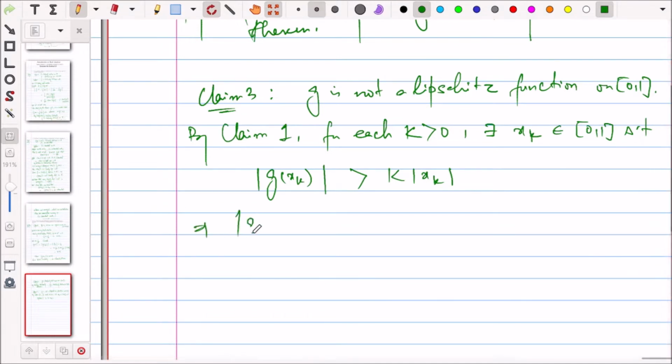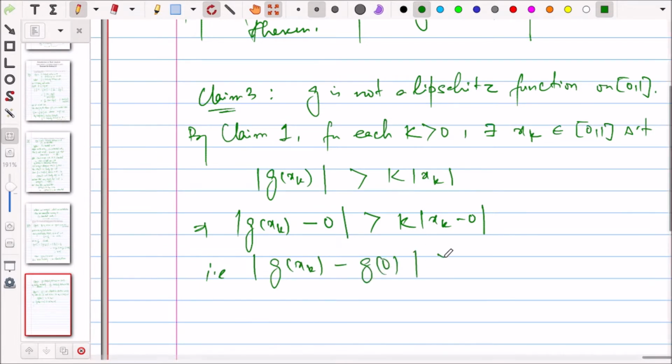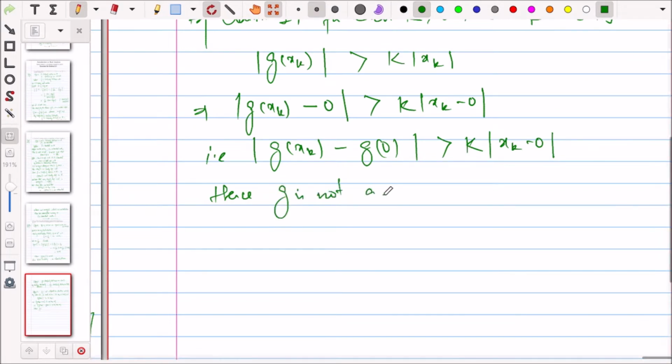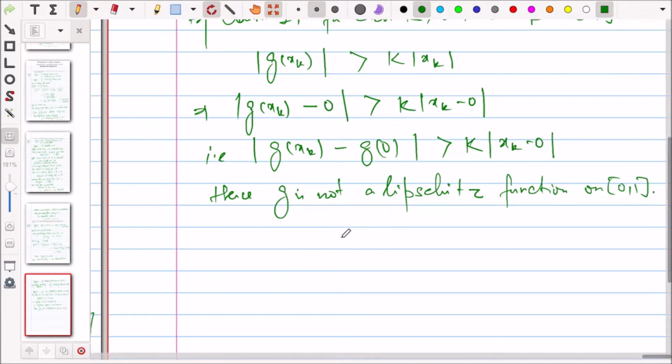Now this implies |g(x_k) - 0| is greater than k times |x_k - 0|, that is |g(x_k) - g(0)| is greater than k times |x_k - 0|. So we are able to find a pair of points x_k and 0 such that this does not satisfy the Lipschitz condition. So hence g is not a Lipschitz function on [0, 1]. So this completes our question number 11.